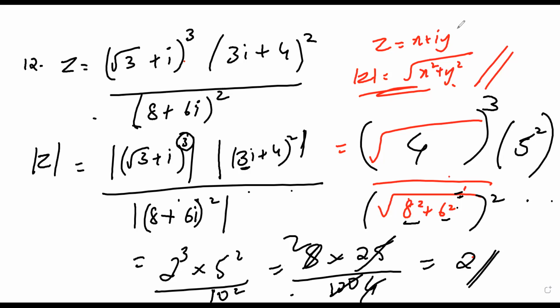Everyone understood this problem? The basic thing we have to know in this question is this formula. Without this, we cannot do it. Z is equal to x plus iy, mod of z is equal to root of x square plus y square. That's it.